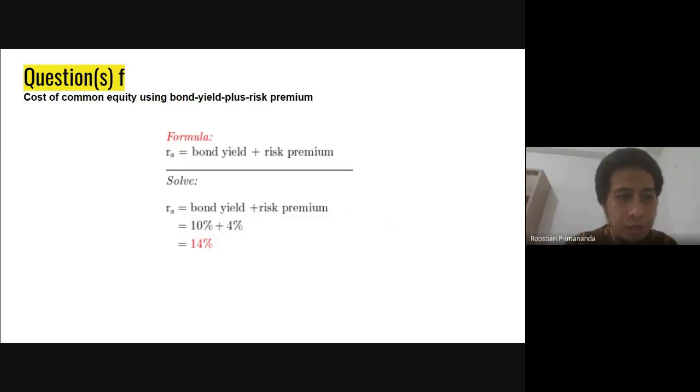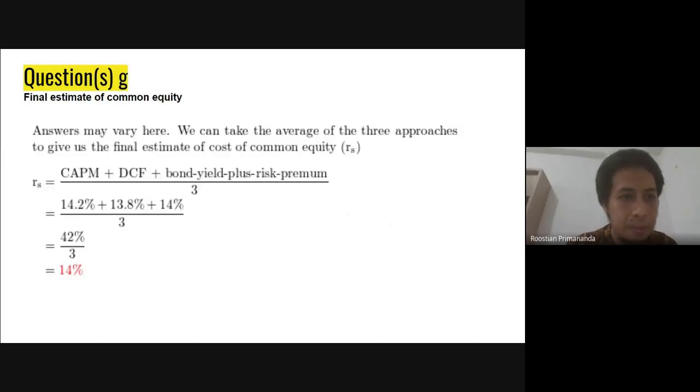And then for the question G, final estimate of common equity. The answers may vary here. We can take the average of the three approaches to give us the final estimate of cost of common equity, or RS. RS will be CAPM plus DCF plus bond yield plus risk premium divided by 3. So it will be 42% divided by 3, which is 14%.